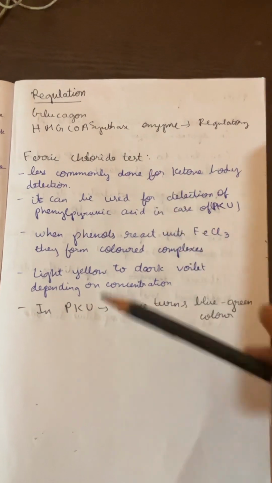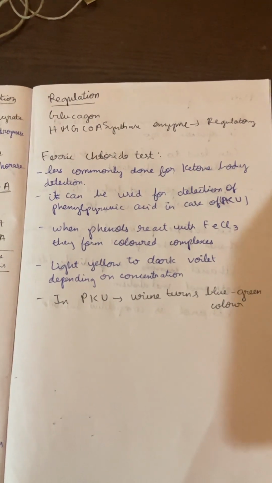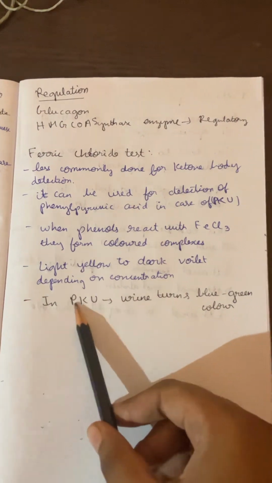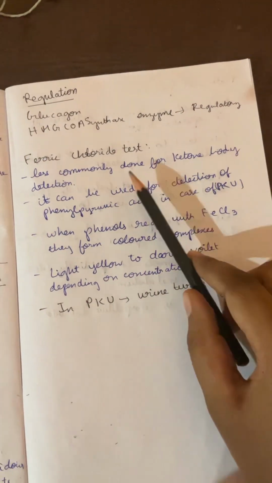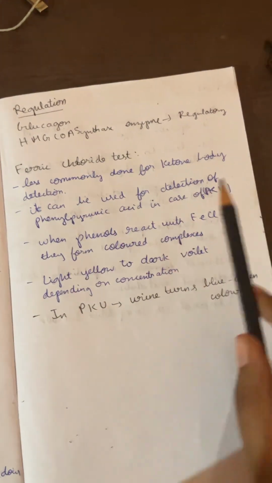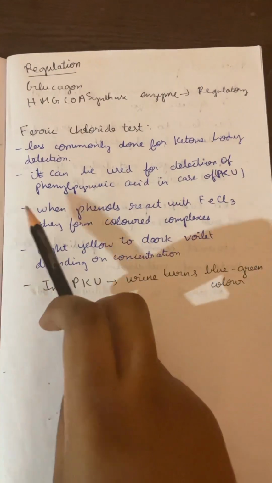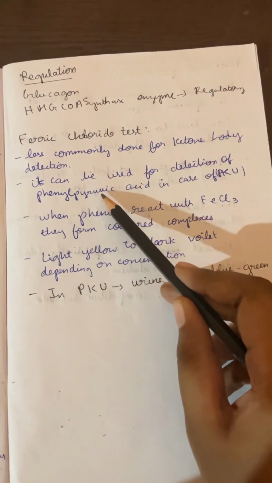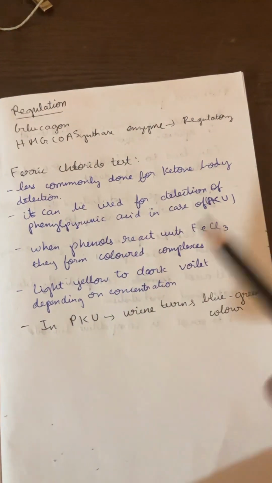Ferric chloride test. This is also clinical. Not very much related to ketone bodies. It is more related to phenylketonuria. So less commonly done for ketone bodies detection. Not so common. Rothera's test is for ketone bodies. It can be used for detection of phenylpyruvic acid in case of phenylketonuria. This is important. Phenylpyruvic acid.